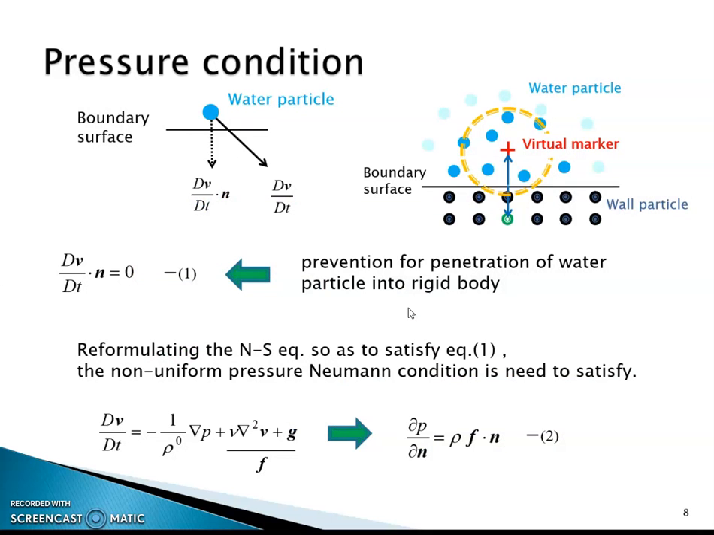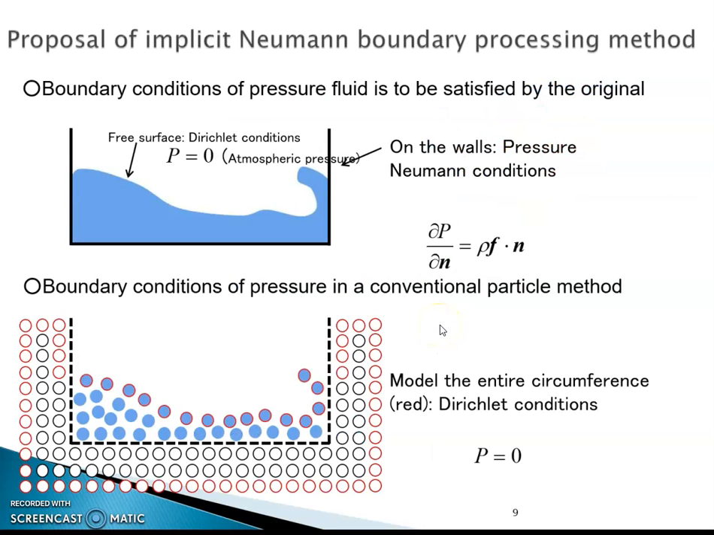Okay, then for the pressure condition, we already discussed in the previous one, whereby the virtual marker is put symmetric to the wall particle, and the normal component of the velocity gradient should be 0 in order to prevent the penetration of water into a rigid body. Then, in this study, we propose the implicit Neumann boundary processing method, which is the boundary condition of the pressure, to be satisfied by the original.